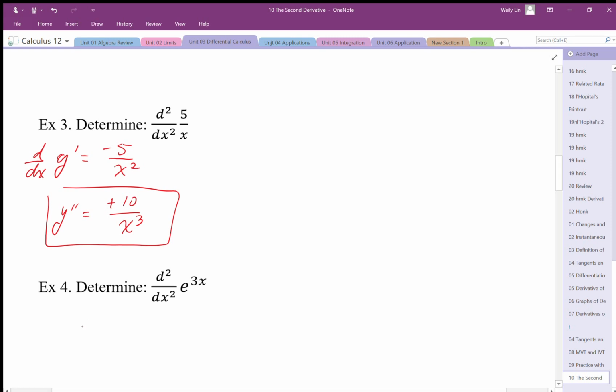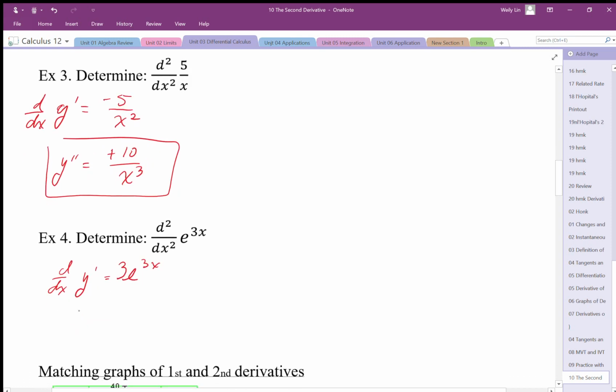So we'll do this one here. y prime is equal to e to the 3x, apply the chain rule, times 3, and then we want the derivative of that function, so the change of the change function. We end up with the second derivative, which is 9e to the 3x. Okay, so this gives us the change of the change function.